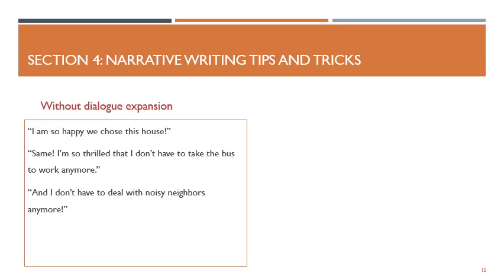So this is without dialogue expansion, so let me just read it out. I'm so happy we chose this house. Same. I'm so thrilled that I don't have to take the bus to work anymore. And I don't have to deal with noisy neighbors anymore. Now, the problem with this one, without dialogue expansion, is that you don't know who's talking. Is it Anna? Is it Emily? And you cannot imagine what they are experiencing at that time. It's just on the surface.